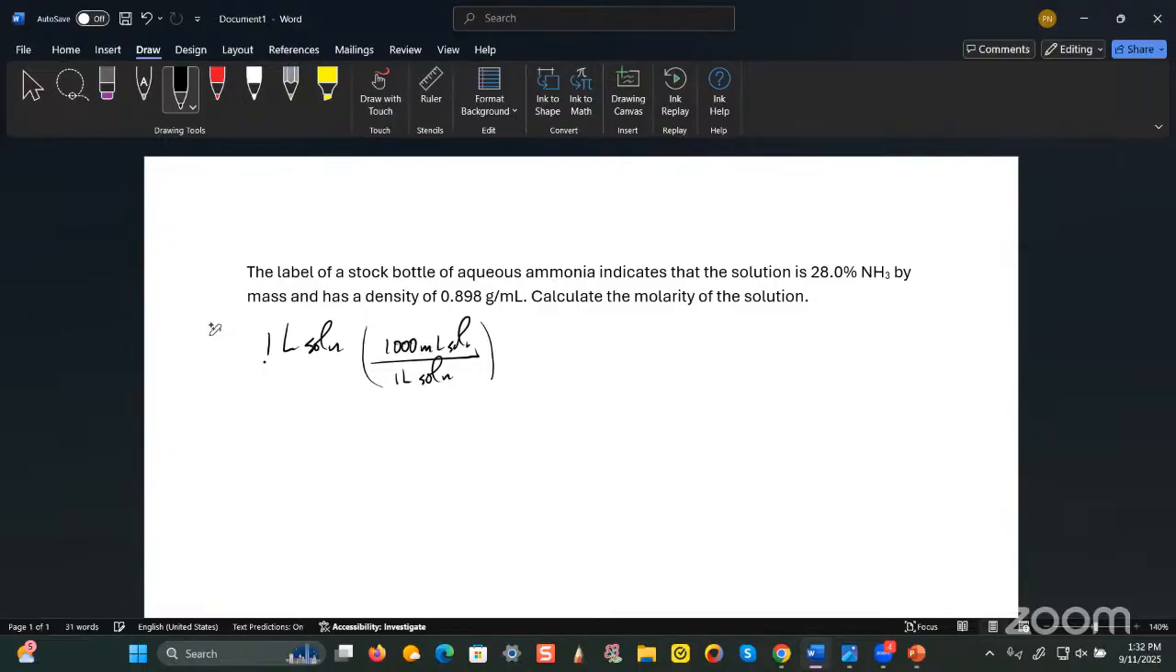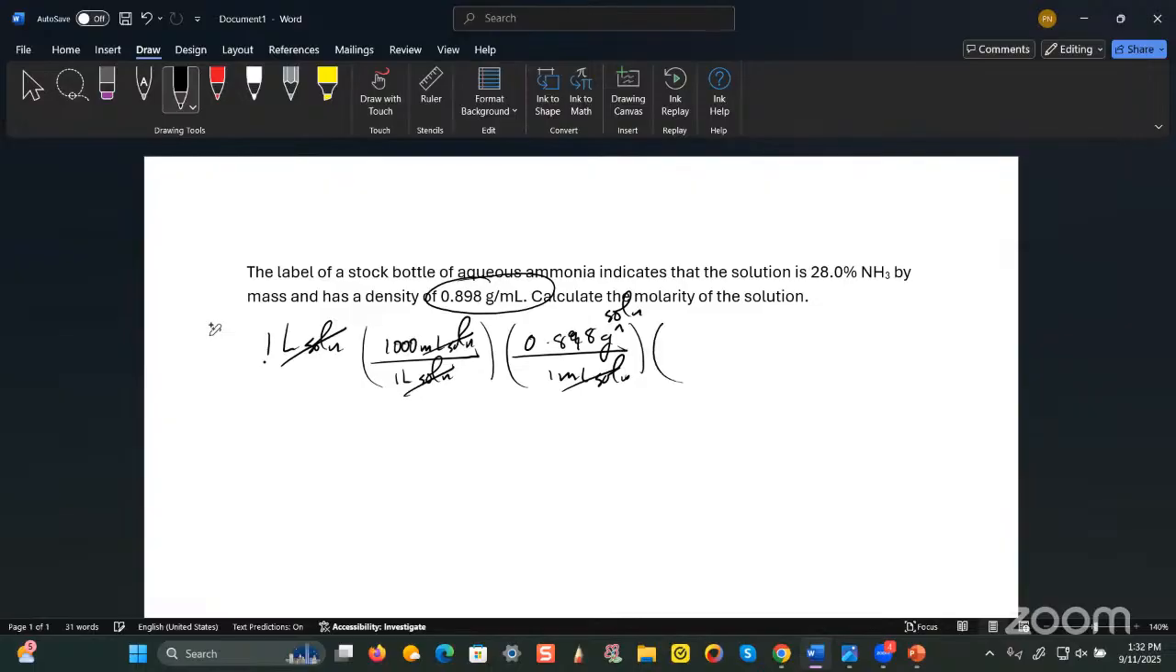Now, the next step is to find out the mass of the solution, right? And this is what you're going to use in this conversion factor, because this is the density, which is mass per volume, or grams per milliliter. So the way I would express that here is 0.898 grams for every 1 milliliter of solution. So this will cancel out with that. So up to this point, we have the mass of the solution.